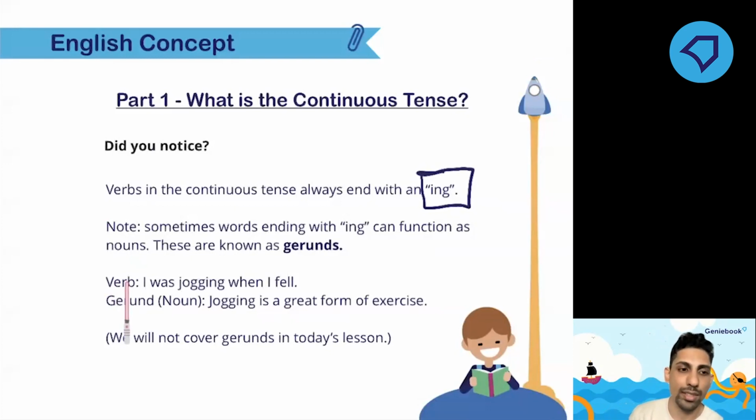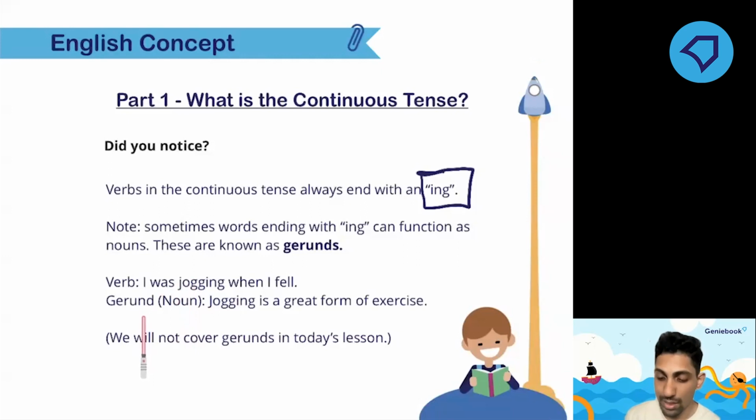So you look at this first sentence. Yeah, Hongning, go ahead and ask. First question. I was jogging when I fell. I was doing an action. I was doing something, right? So this is a verb. Jovian, that's a good example. I was jogging. This is a verb.